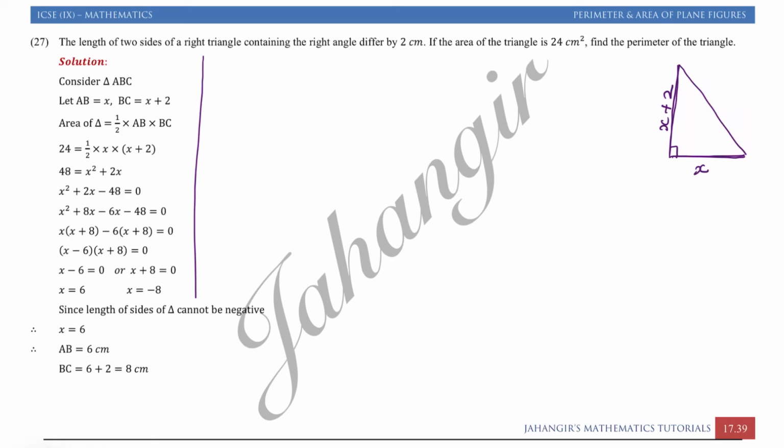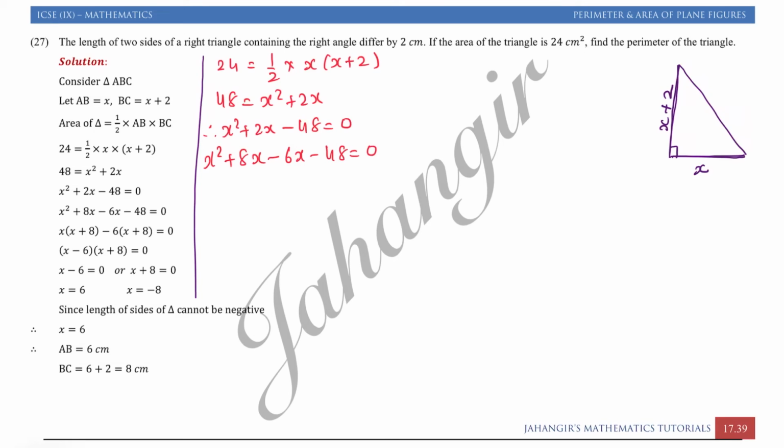But the area of the triangle is given, so therefore 24 is equal to half into base, which is x, into height, which is x plus 2. You can write 48 is equal to x square plus 2x. So therefore x square plus 2x minus 48 is equal to 0. So we have to split the middle term using the factors of 48. 8x minus 6x minus 48 equal to 0. If you have problem in middle term splitting, you can solve the factorize fourth exercise again.